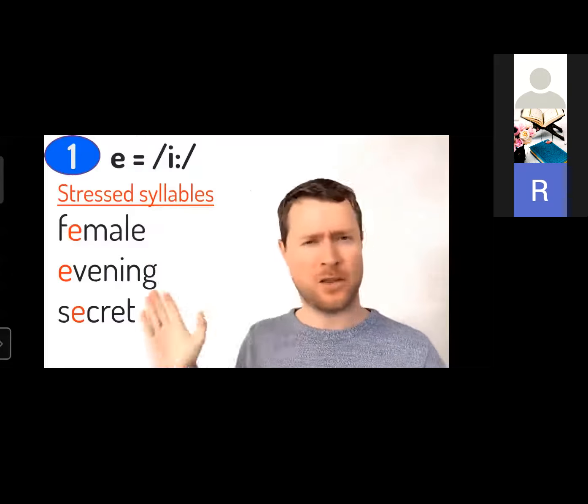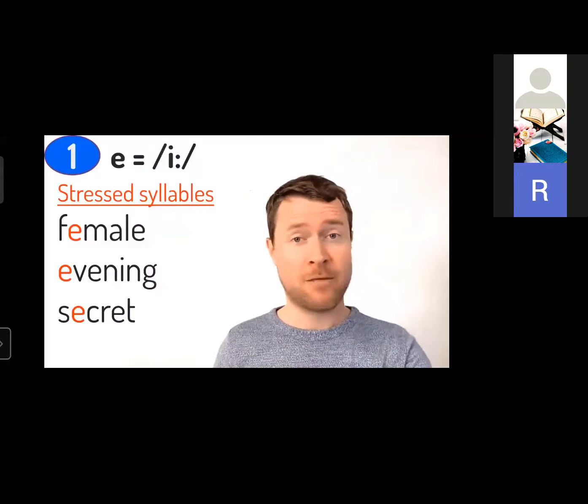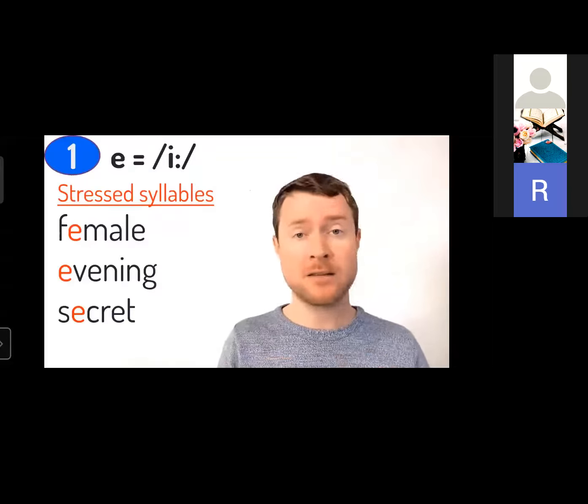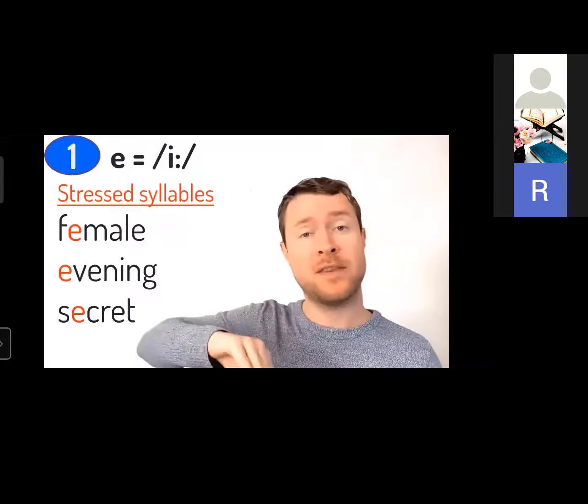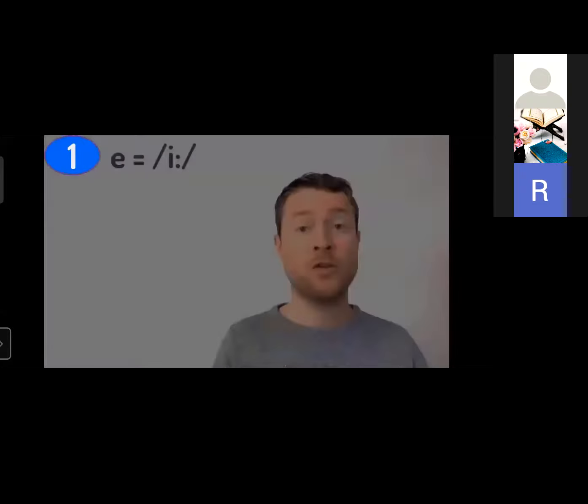The syllable with the letter E at the beginning is stressed. So we pronounce it E. Be careful because there are many exceptions to this rule. But in many words, when the E is stressed, we pronounce it E, okay?